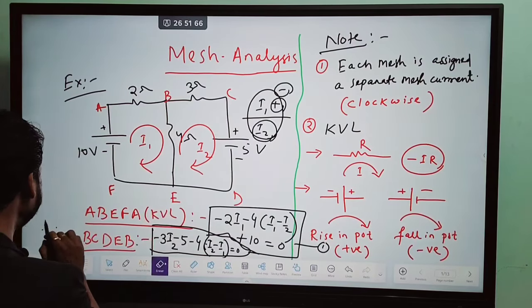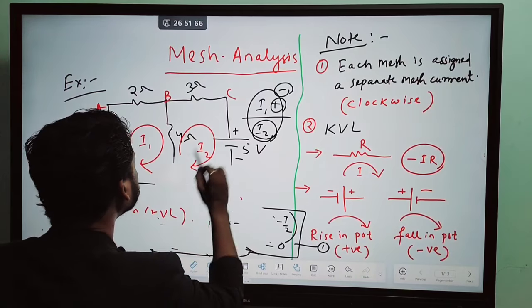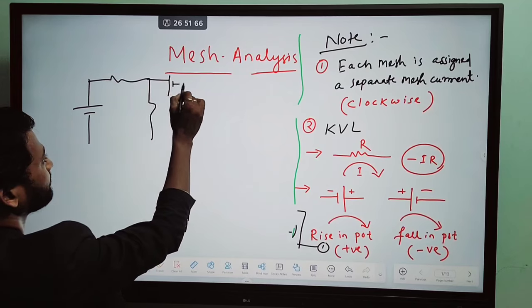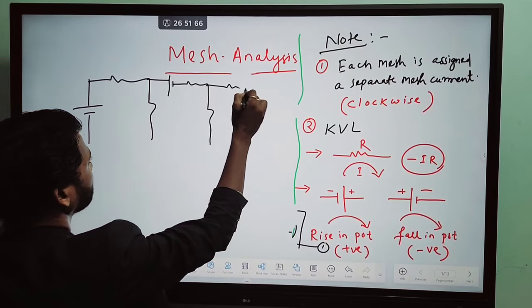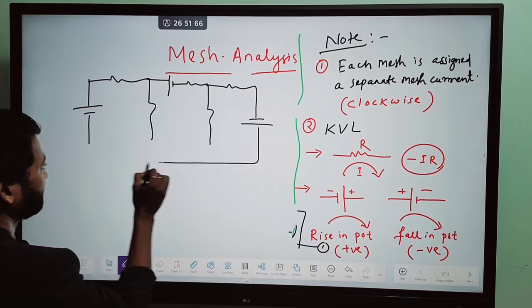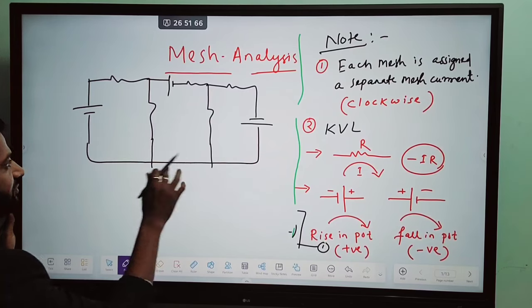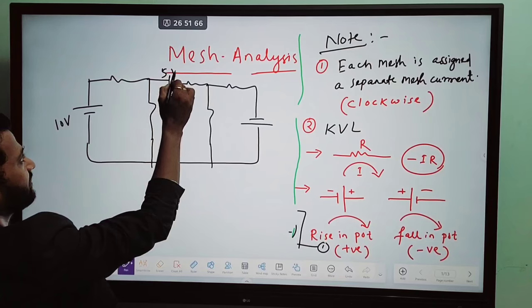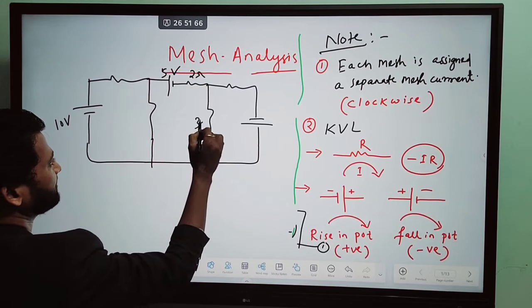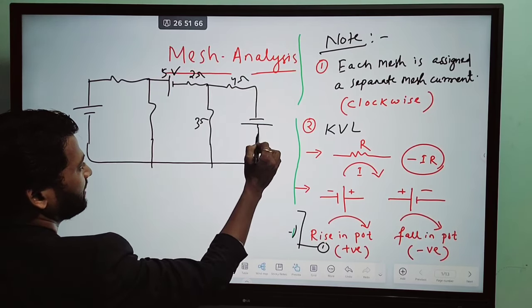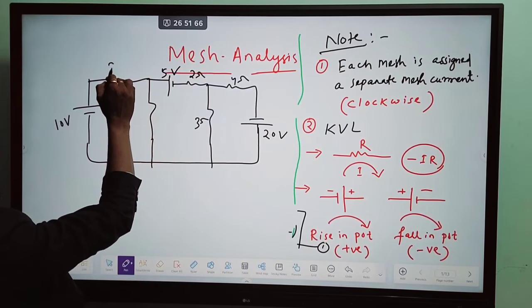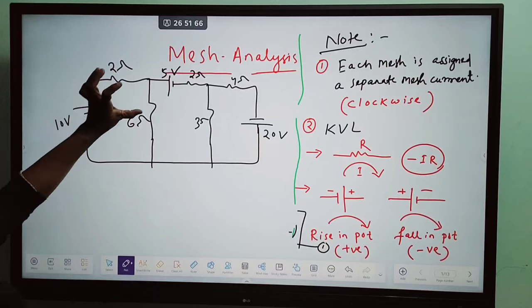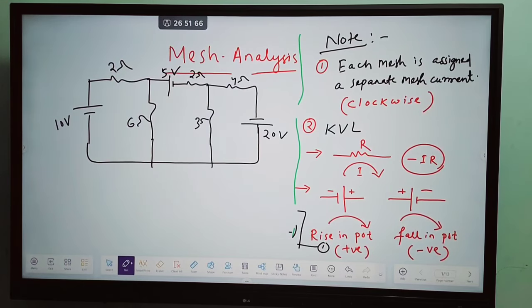Okay, let me erase. Okay, let us take another example. See, so we'll have to simplify this circuit. Let it be 10 volt and it is 5 volt. This is 2 ohm, 3 ohm, 4 ohm. Let it be 20 volt and it is 2 ohm, it is 6 ohm. We will find out the current through this 3 ohm resistor by using mesh analysis.